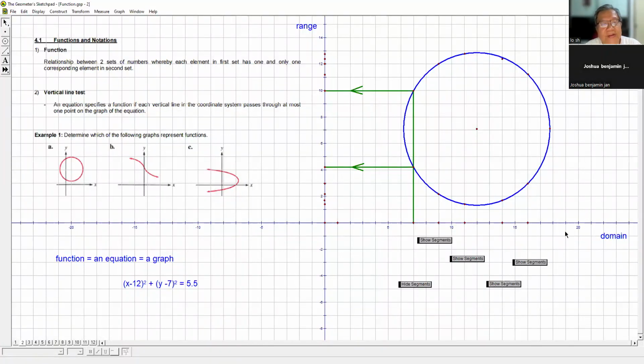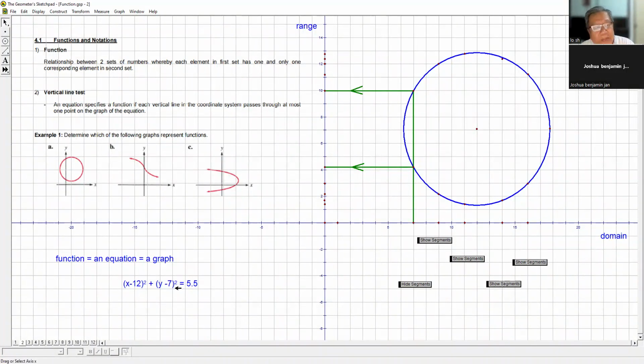So what we are going to do now is follow the definition of a function. But this time, instead of looking at them as two sets of numbers, calling them domain and range, we look at whether they are functions or not in the form of a graph, calling the x-axis the domain and the y-axis the range.